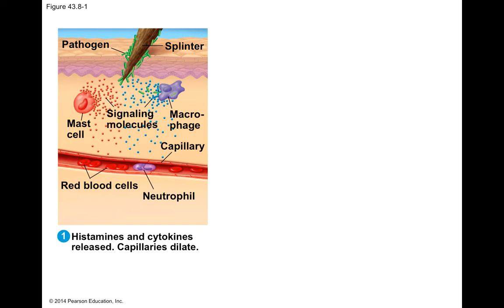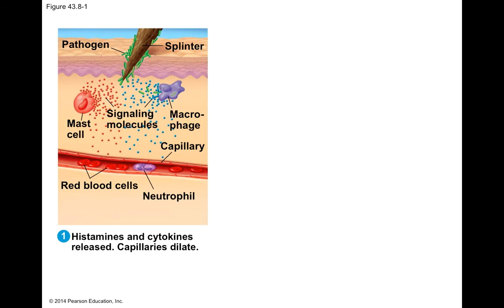Another cell in the area is the macrophage, shown in purple. Remember that a macrophage has the ability to engulf the bacteria. However, if it knows it can't take care of the situation itself, like if there's too many bacteria for it to handle, it can release another kind of signaling molecule called chemokines or cytokines, depending on the textbook, to call in reinforcements, such as that neutrophil in the capillary.